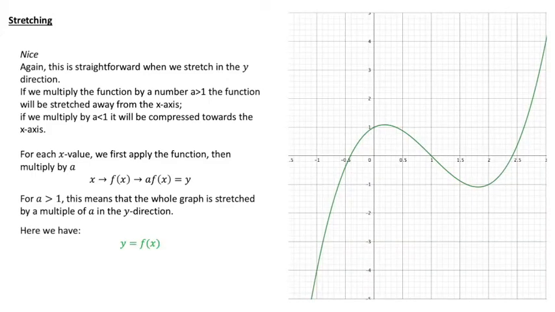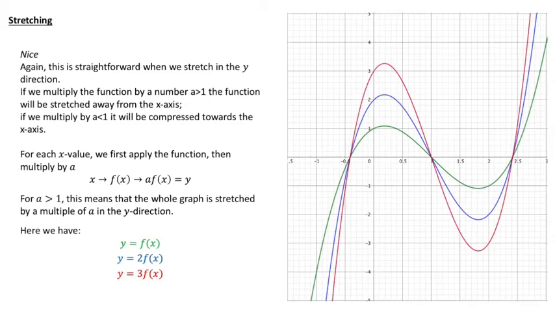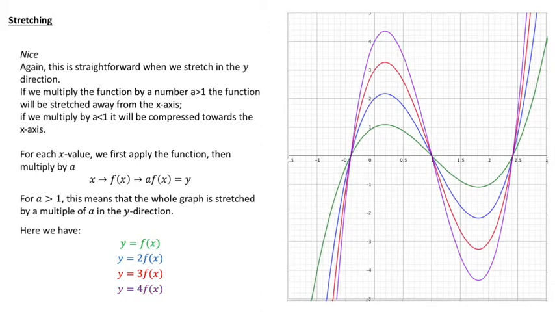Here we've got y equals f of x. And if we have 2f of x, it's been stretched to double the height, triple the height for those the maximum, and triple the depth for the minimum for that matter, and then times 4. So the whole thing's being stretched away from the axis.